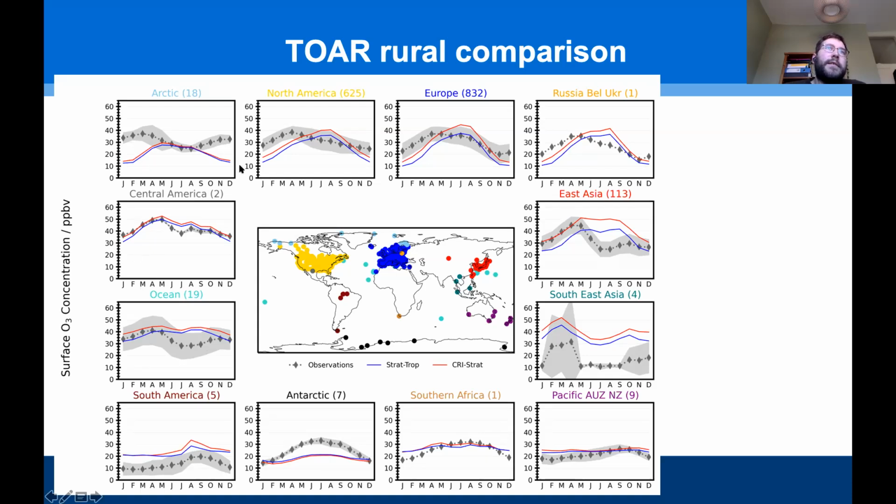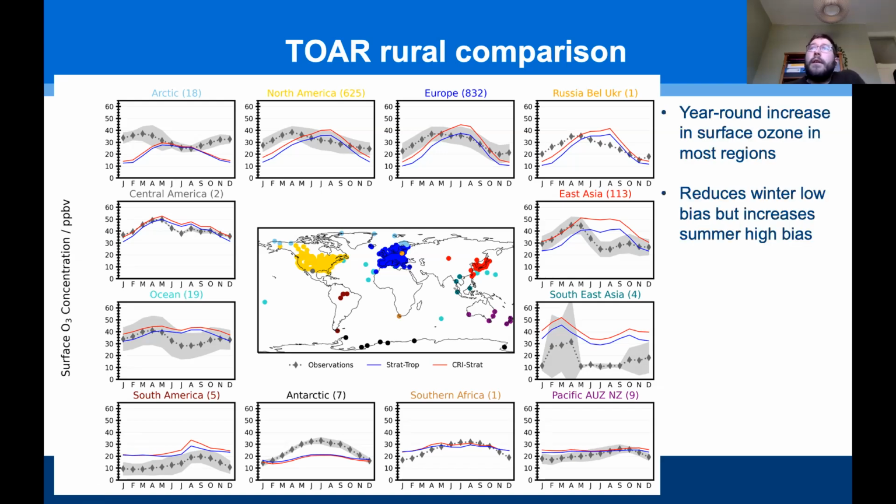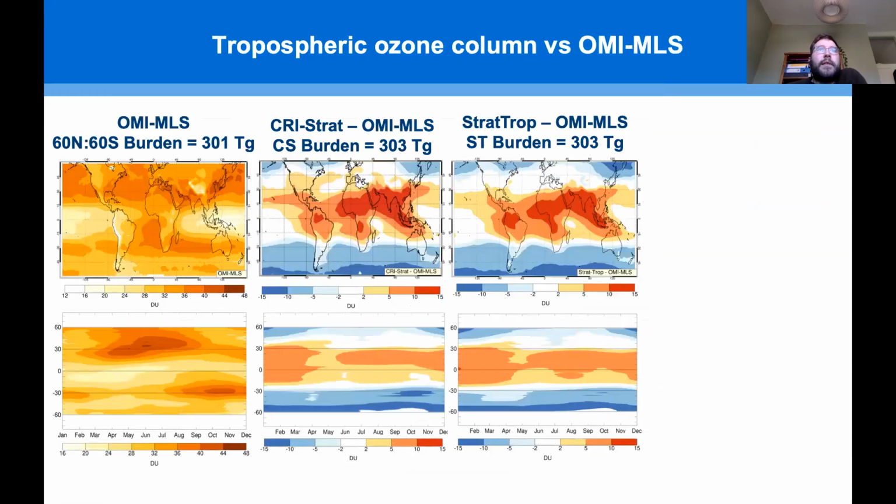Often when there are biases in the time series over the course of the year, you get the same kind of biases in both mechanisms, which is one of the things you often find with these complex models. So, a year-round increase in most regions. But in terms of whether it's better, maybe you can say it increases the winter low bias, but then can increase the summer high bias in many regions. Hard to say which is necessarily better.